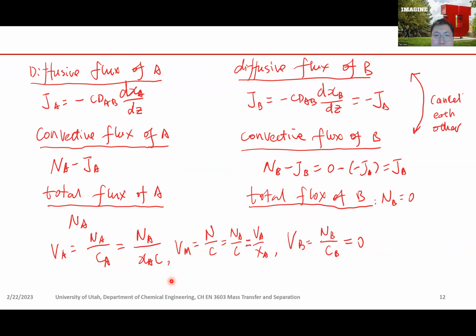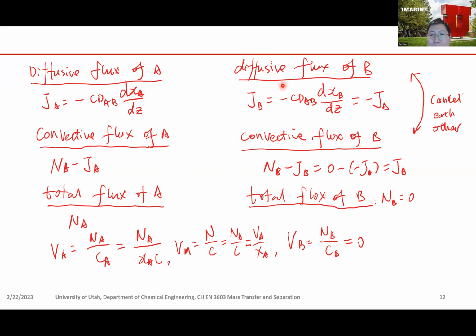So now let's come back and look at the problem. We have the diffusive flux of A that can be computed now that we have XA, right? Then we can compute the diffusive flux of A based on Fick's law. Then we can have the convective flux of A to be the total flux of A minus JA, right? We have solved NA in the previous slide, and the total flux of A is this, right?